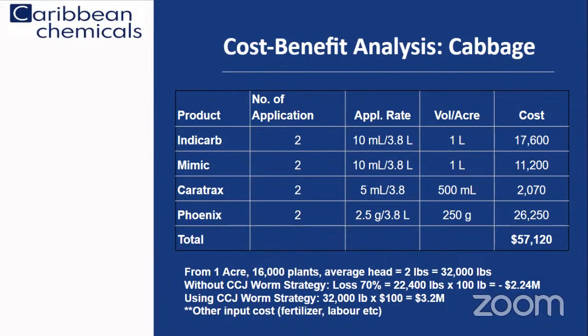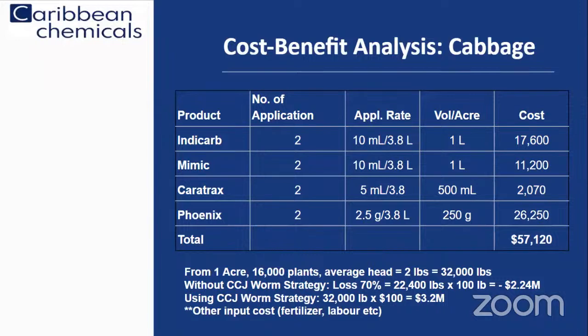So using this program, it will cost you $57,120, and you will get a superb outcome. 95% control of your worm. So you also get maximum production from your crop when using the program. If you don't use the CCJ program, you will attract a loss of about 70% damage of your crop, which is equivalent to a loss of 22,400 pounds for the 1 acre. If you use the CCJ program, you will get 32,000 pounds of cabbage for the acre.